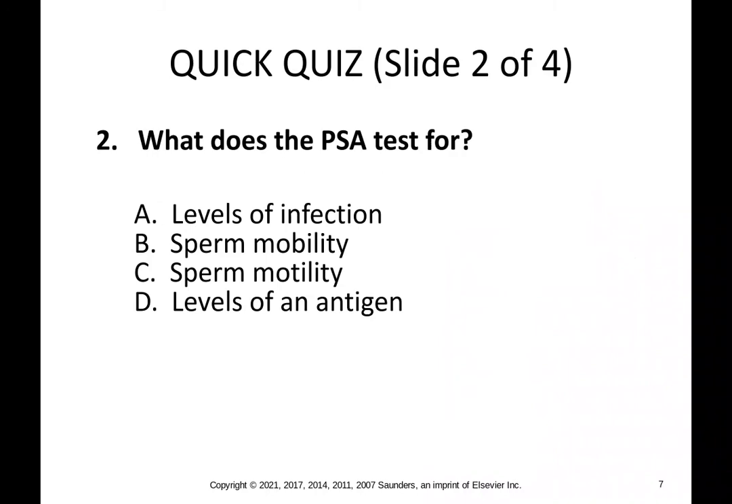So what does the PSA stand for, or what does it test for? Levels of infection, sperm mobility, sperm motility, or levels of an antigen. So the correct answer is D, levels of an antigen. The PSA is the prostate-specific antigen. That's what PSA stands for. So high levels of this antigen indicate that the prostate gland is enlarged, which can often be a sign of cancer.